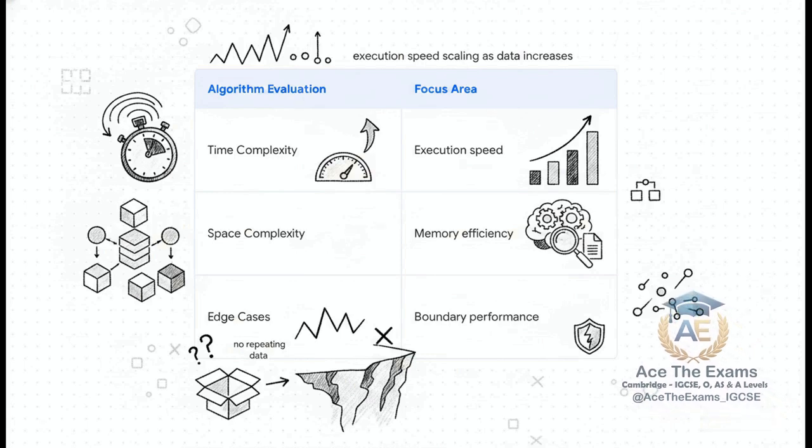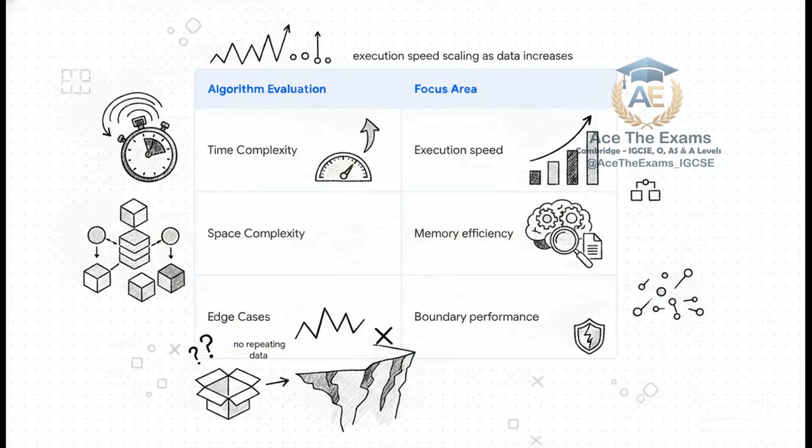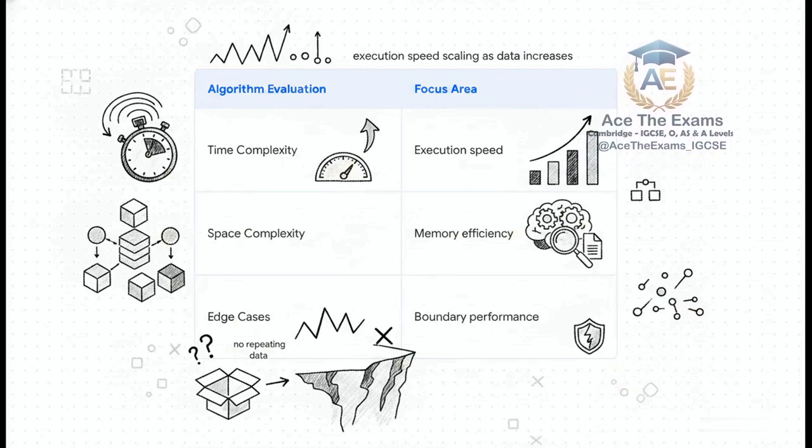And third, which is incredibly crucial, edge cases. What is the boundary performance? Examiners love this. What actually happens if you try to compress a file using Huffman coding, but the file has absolutely no repeating characters whatsoever? How does the algorithm behave then? Does it actually make the file larger?